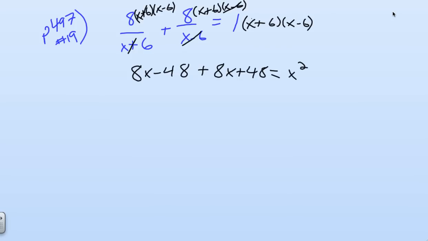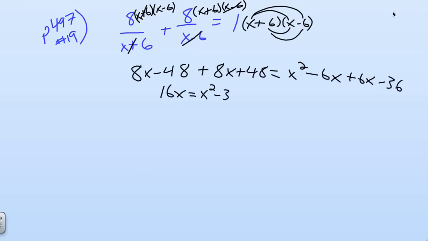And I get x squared minus 6x plus 6x minus 36. I'm going to combine my like terms, and I get 16x. My 48s go away because they turn to 0. And x squared minus 36 on the other side. This is a quadratic, so I need to get it equal to 0. 0 equals x squared minus 16x minus 36.